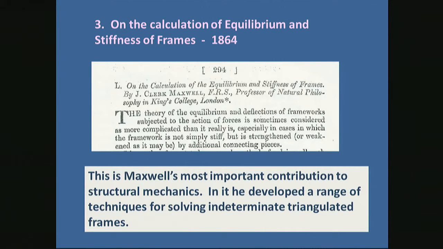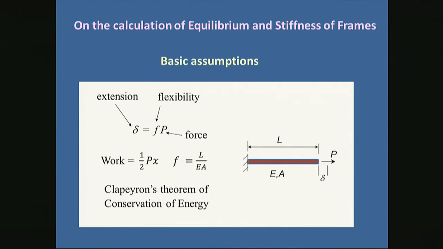So the third example is on the calculation and equilibrium of frames, and this is Maxwell's great masterpiece in structural mechanics. He developed a range of techniques for solving indeterminate triangular frames, and I'm going to explain these to you. So the first, before you start, this is a starting point. He says, I started with Clapeyron's theorem of conservation of energy, and he also had one or two quite simple relationships. This is the force deformation relationship. This is the axial stiffness, and he defines work. So that's his starting point.